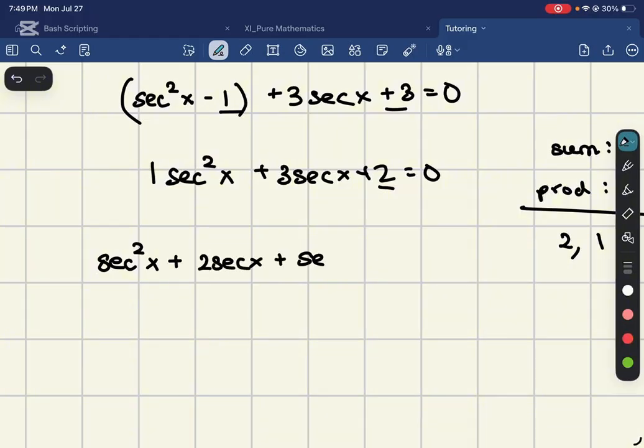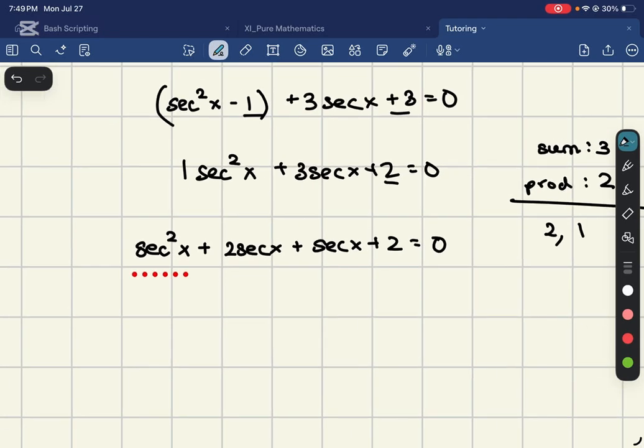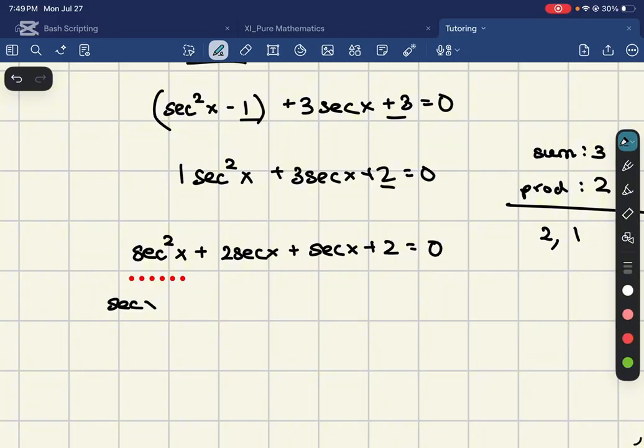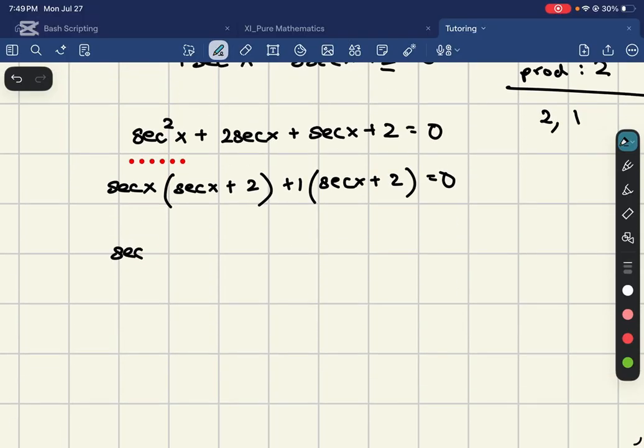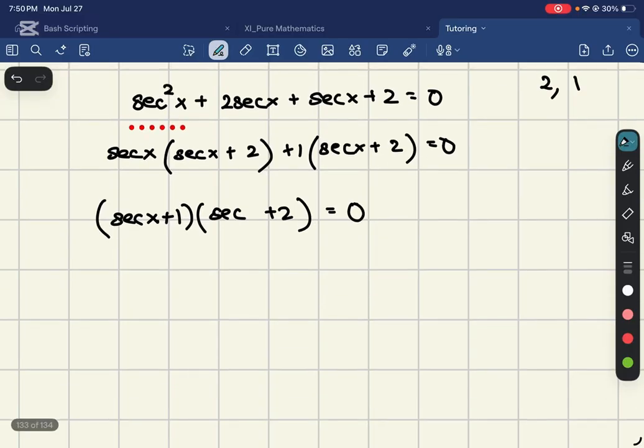So we get this expression: secant squared x plus 2 secant x plus secant x plus 2. If you factor out the secant x, we get secant x plus 2, and if you factor out the 1 here, you get the same. So the factorization is going to be secant x plus 2 times secant x plus 1. You can substitute u and do this as well. That is not an issue. You get this factorization.